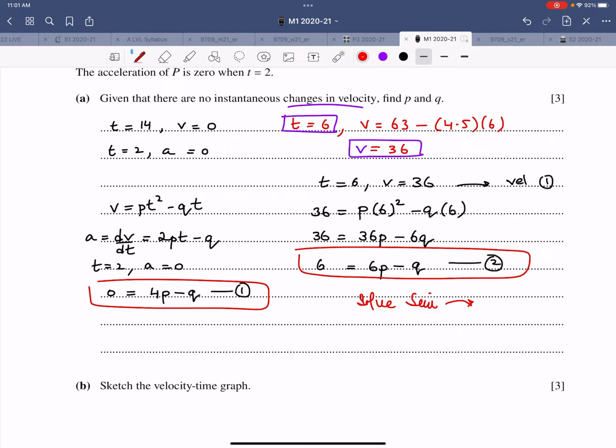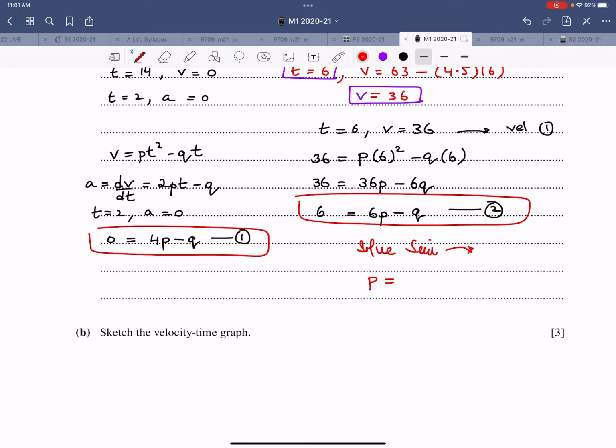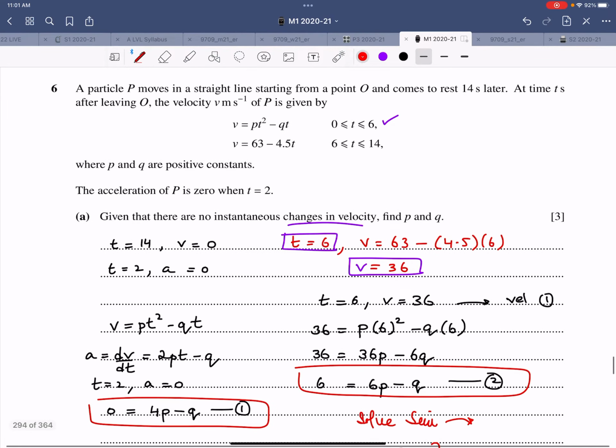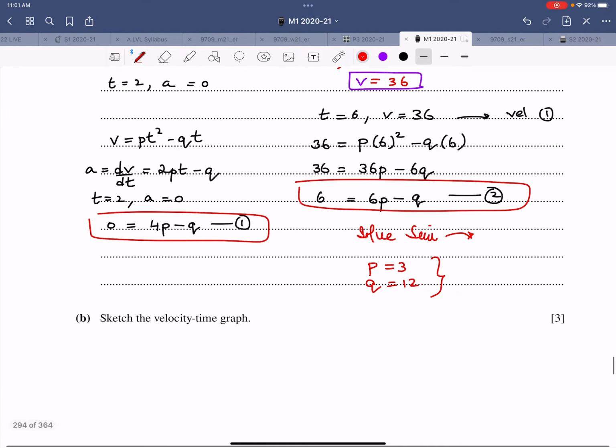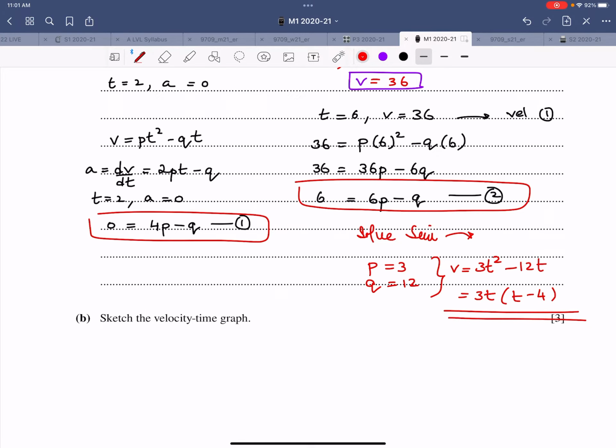So let me get the answer. After solving the simultaneous equations, you get the value of p is 3 and q is 12. So p is equal to 3, q equal to 12. Therefore, the first equation is 3t square minus 12t. Let me simplify it: 3t, t minus 4. So this is the equation that we have.